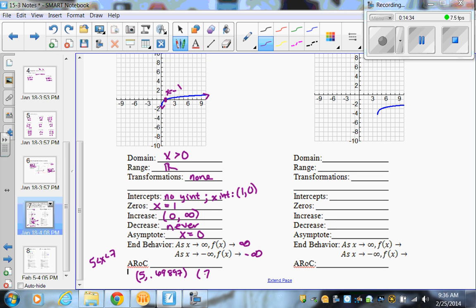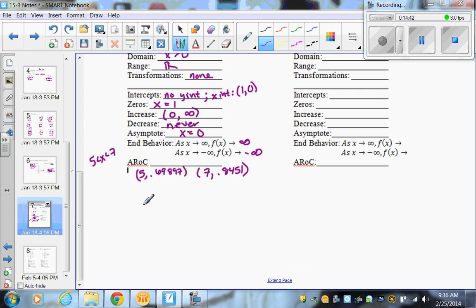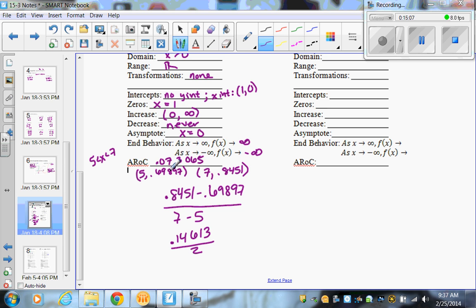And then if you look at 7, you should have the number 0.8451. So our average rate of change is just the slope between these 2 points. So we have 0.8451 minus 0.69897 all over 7 minus 5, which gives me 0.14613 divided by 2, which comes out to be 0.073 and you can round this. I'm just using the exact numbers right now.